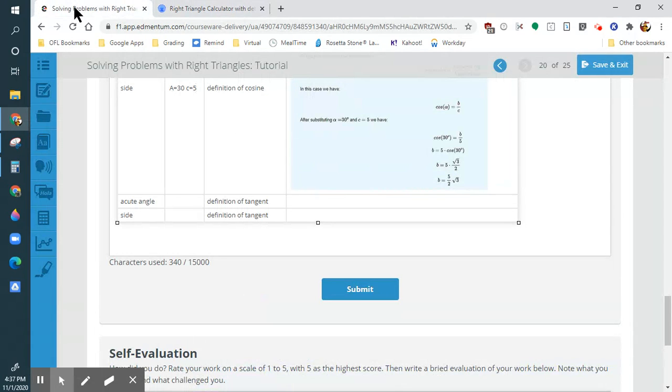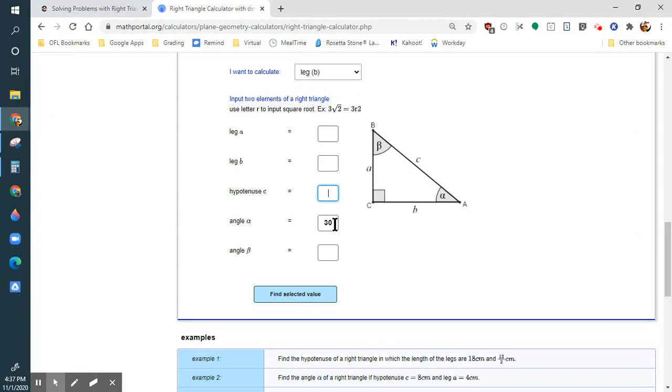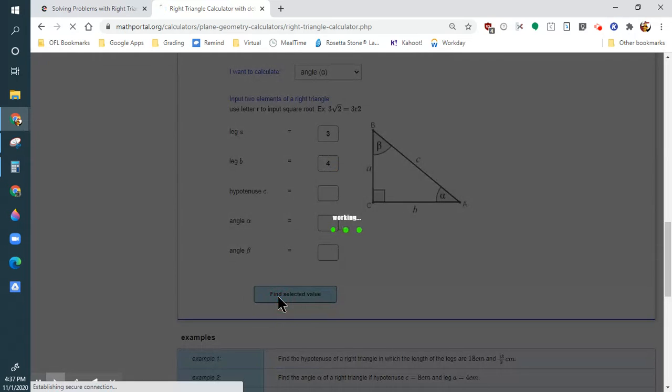What am I solving for? An angle? All right, so I'm solving for an angle. So if I want to solve for alpha, if I want to solve for an angle, I'm going to say alpha, and my opposite would be A. So I'm going to put a 3 here, and then my adjacent would be B. So I'm going to put a 4 there. Find the value.